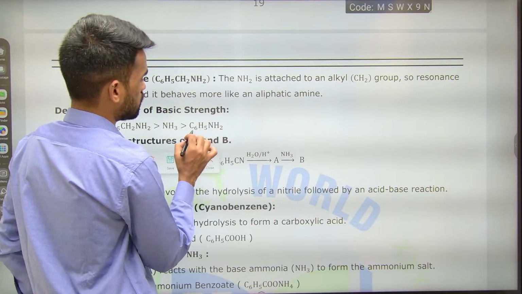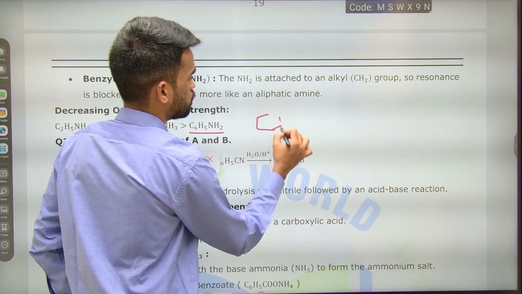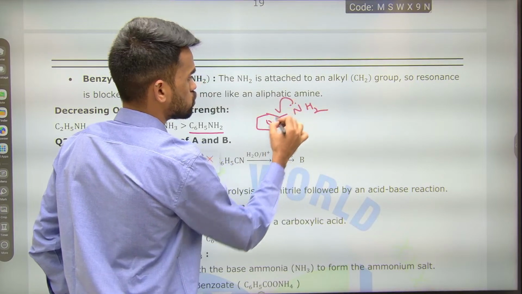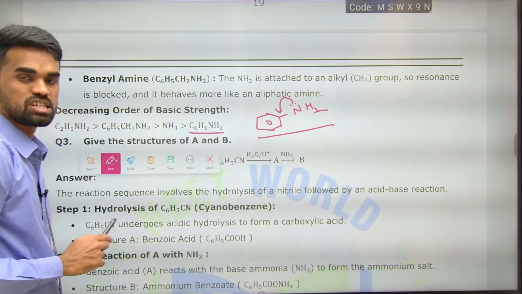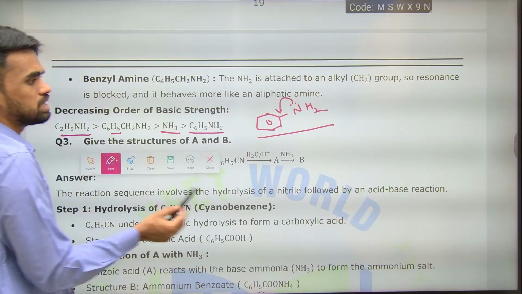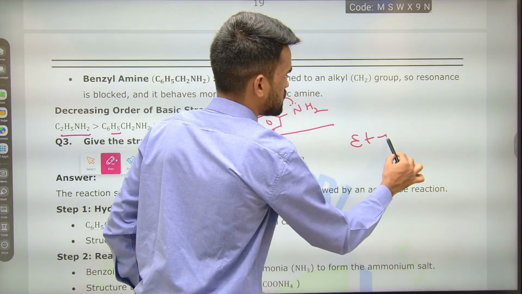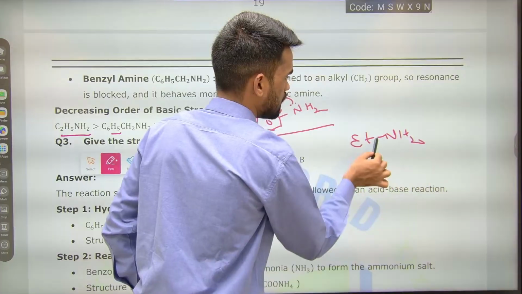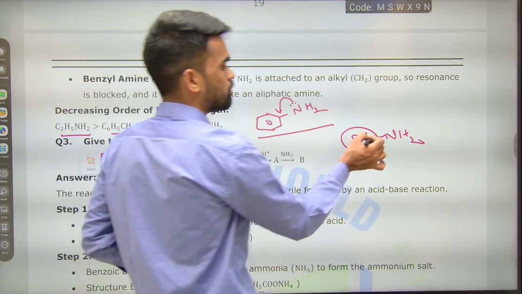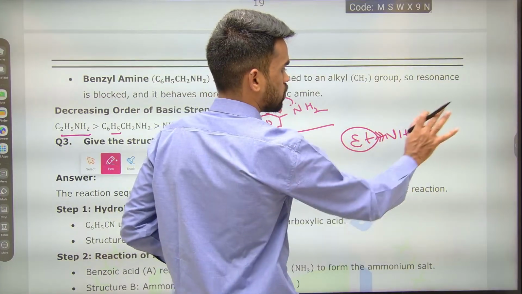The lone pair electrons of nitrogen are in conjugation, so due to that reason it is the least basic. After that, ammonia. And why are these more basic? Why is ethylamine more basic? Because here an alkyl group is there, and there is no such conjugation as we saw in aniline. So it will only be donating electrons, like an electron releasing group.